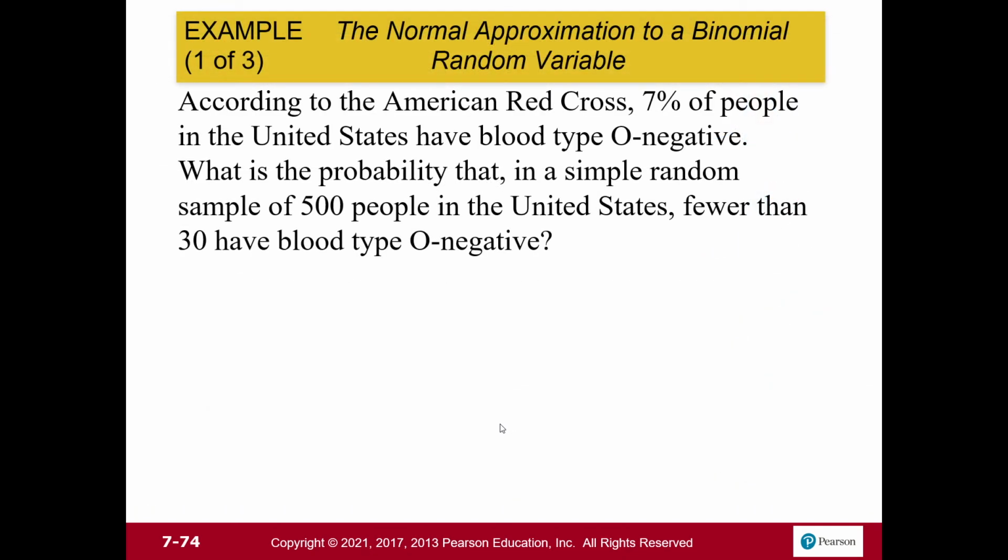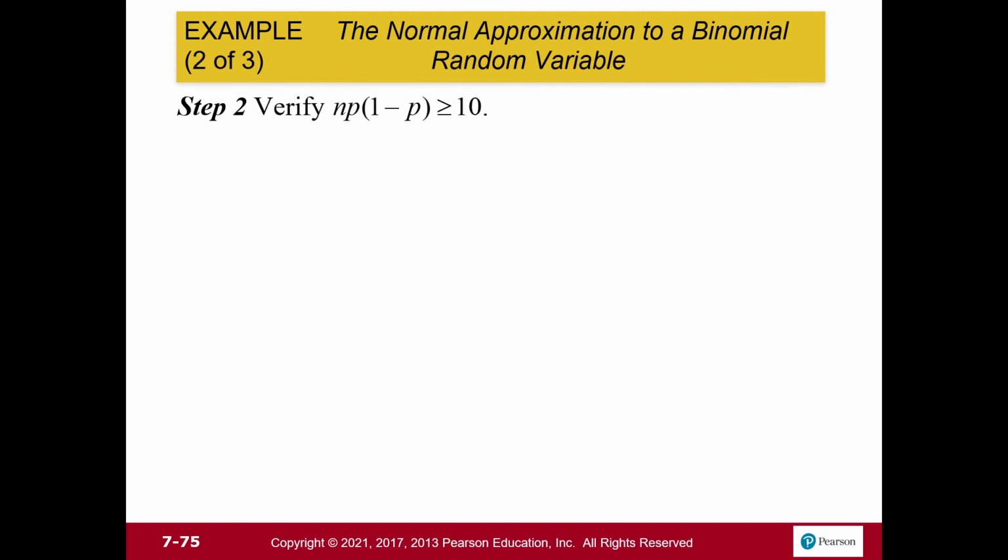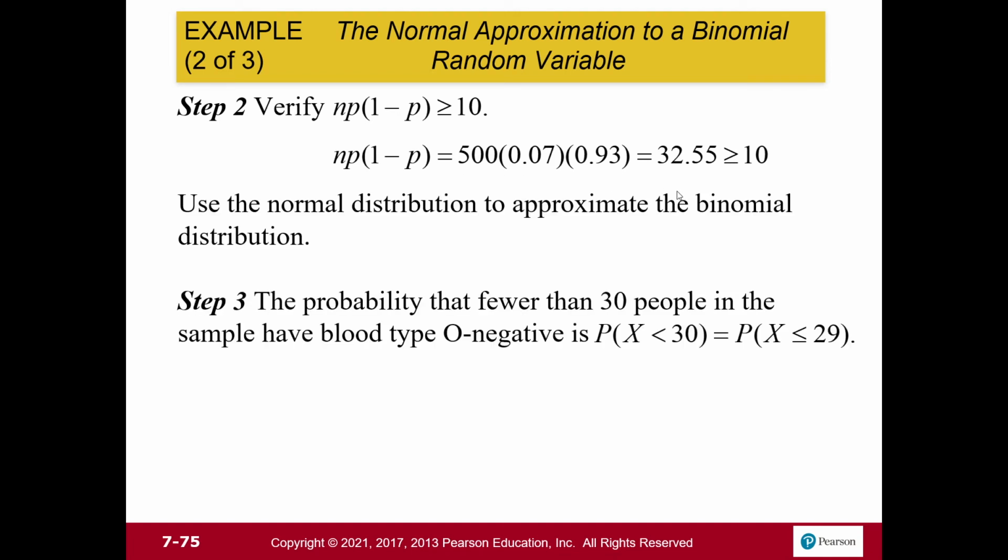So here is a question. It says, according to the American Red Cross, 7% of people in the U.S. have blood type O. What is the probability that in a simple random sample of 500 people in the U.S., fewer than 30 have blood type O? So first we have to verify that it is a binomial experiment. Each of the 500 trials are independent, and the probability of success is 0.05. Also, we need to verify that n times p times 1 minus p is greater than 10, and we see that it is. So now we're going to use the normal distribution to approximate the binomial distribution.